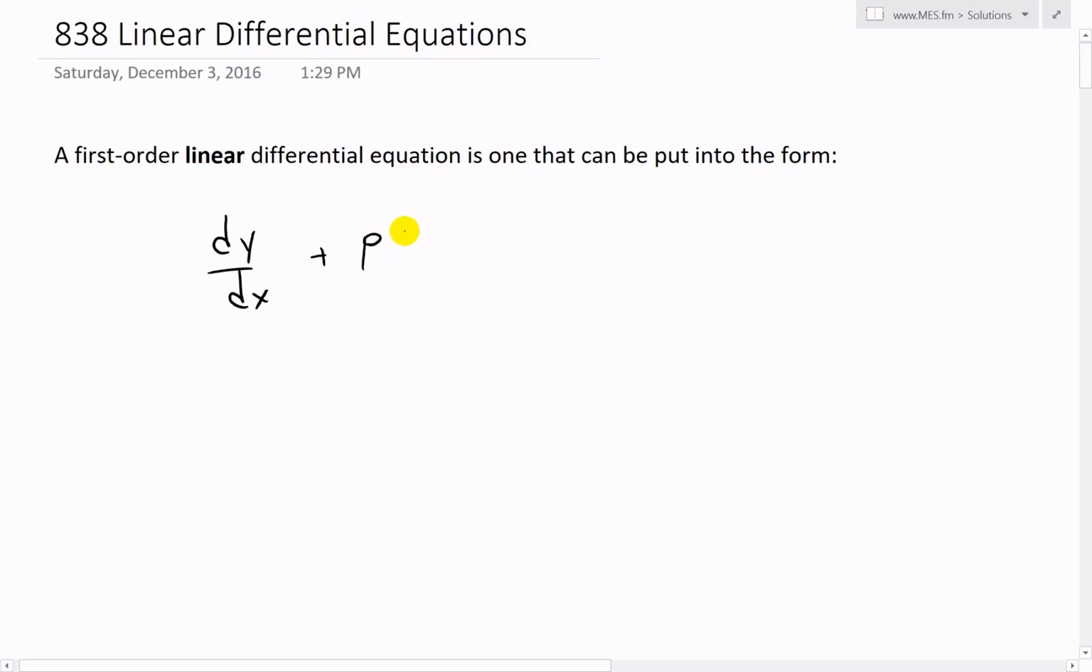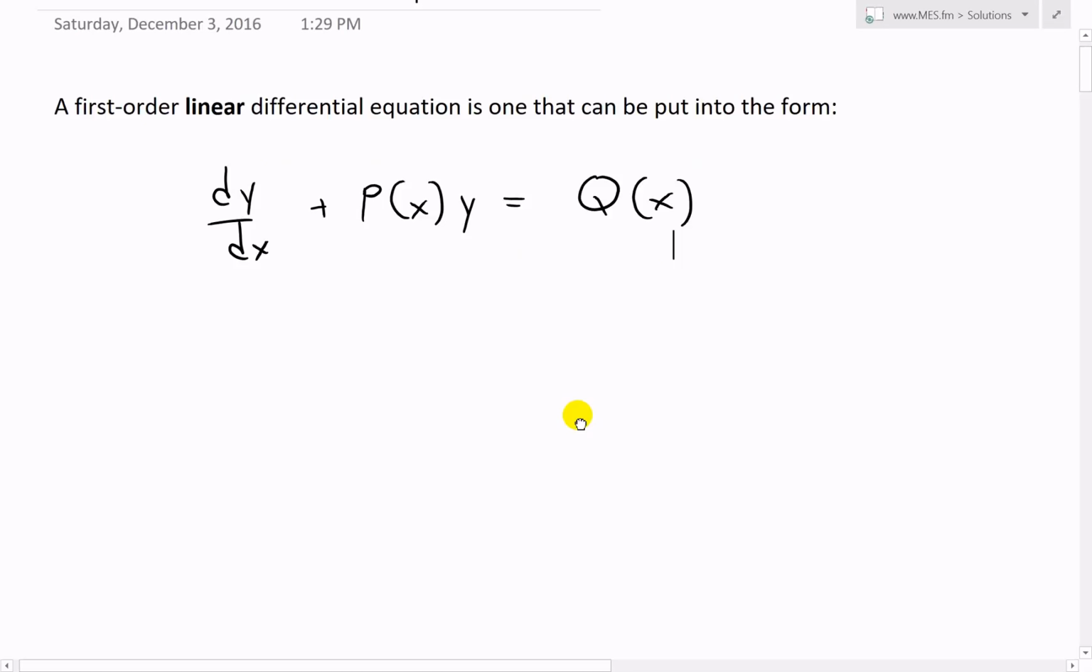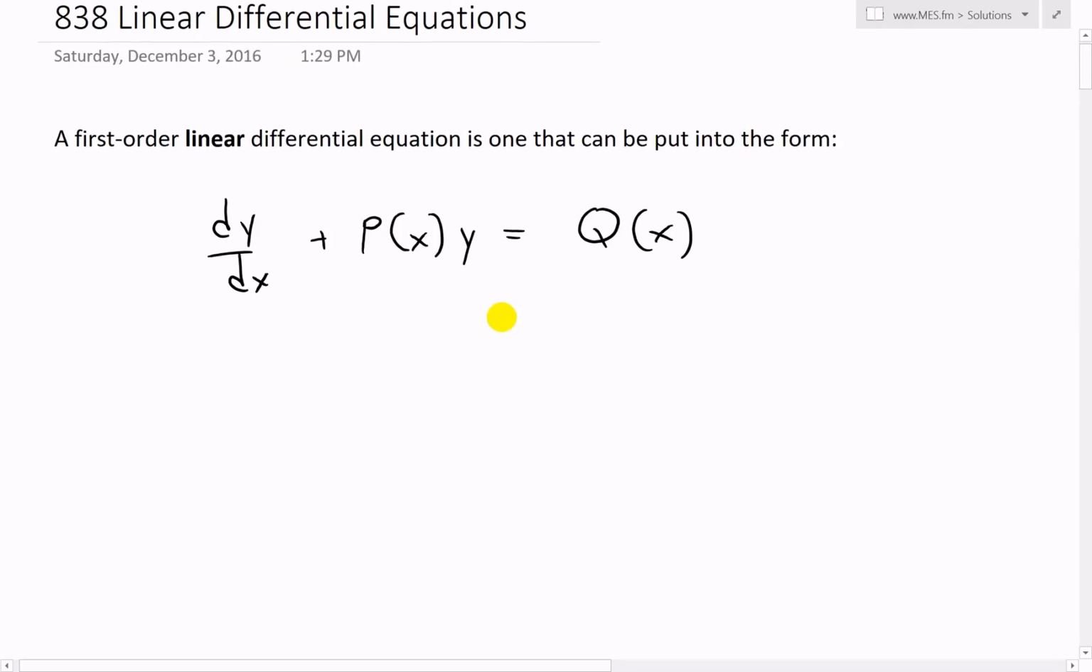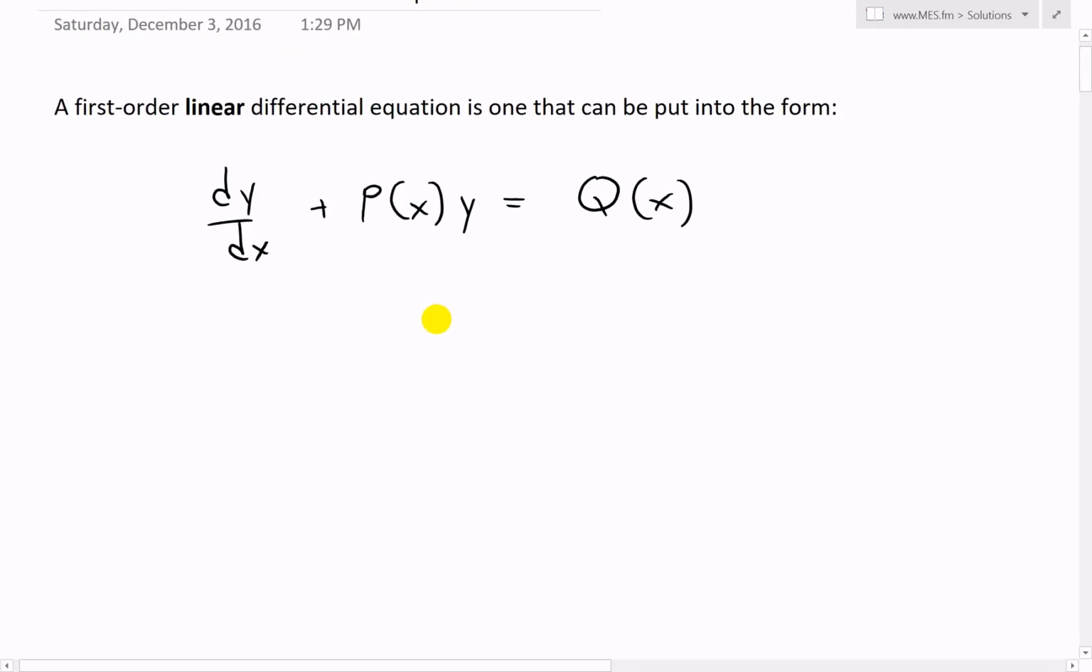And then we have p of x, a function of x, times y equals q of x, another function of x, like that. And it's linear because there's no square on this y, it's just a linear differential equation. So we have the function y, and then we also have the derivative. That's why it's a differential equation, but there's no y squared and there's no second derivative, so that's why it's first order, and this is why it's linear.